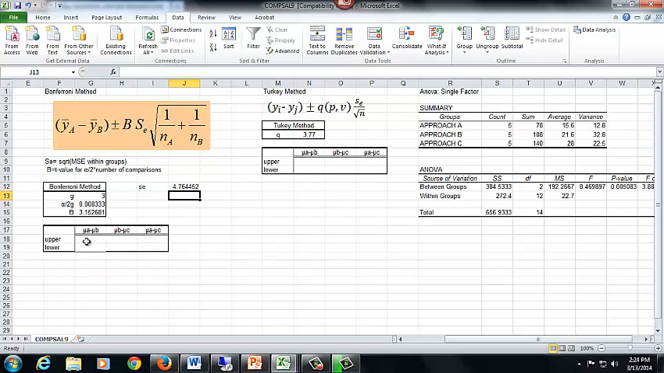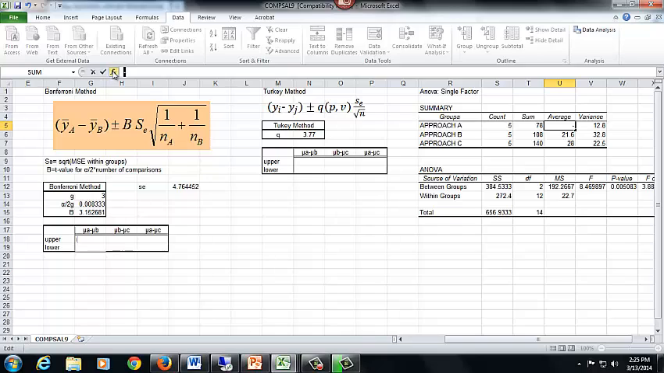And then I'm going to just compare each sales method minus the other. So first I'm going to do A minus B, then B minus C, then A minus C. And my upper bound's going to be found using this plus, and the lower bound's going to be found using minus.